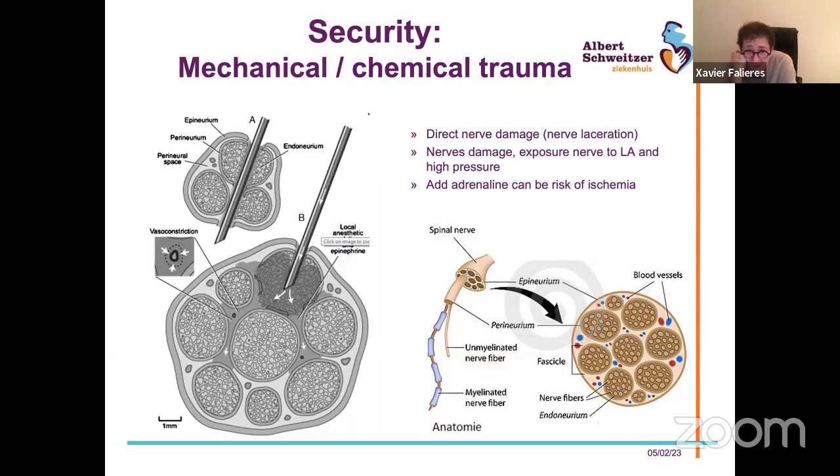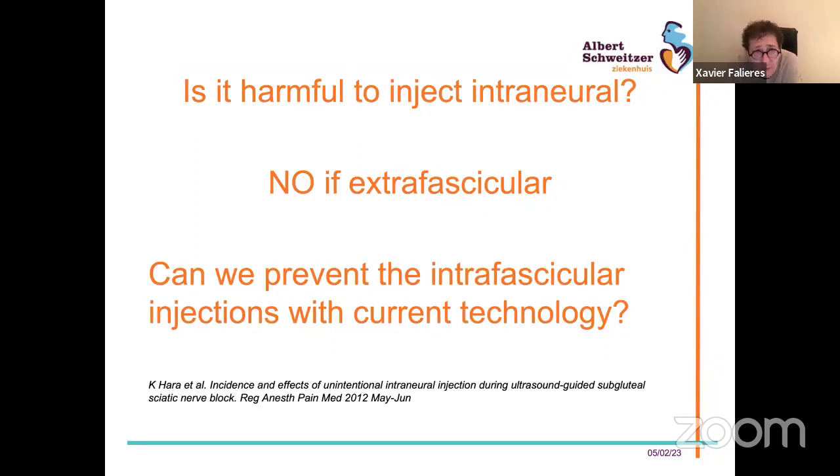directly: nerve laceration, nerve damage, exposure to local anesthetic, and theoretically, adding adrenaline can be a risk of ischemia. I would say you need high doses, please use adrenaline. And then the question, is it harmful to inject intraneural? No, if you stay extravascular. If you have minimal doses to give, it's perhaps better to give just intraneural extravascular than to give just around and far from the nerve. You will need much less volume to have a good block.